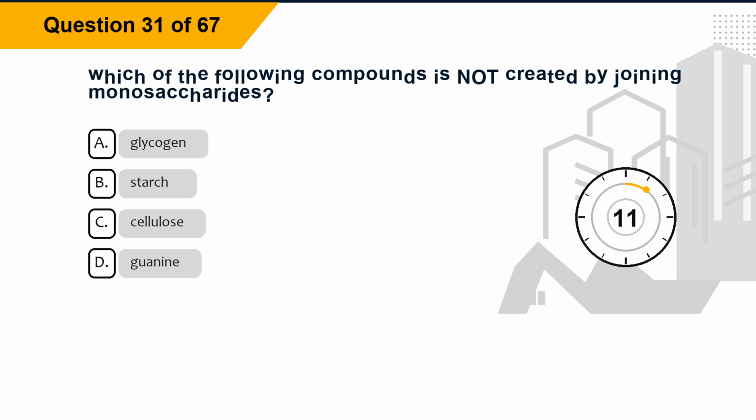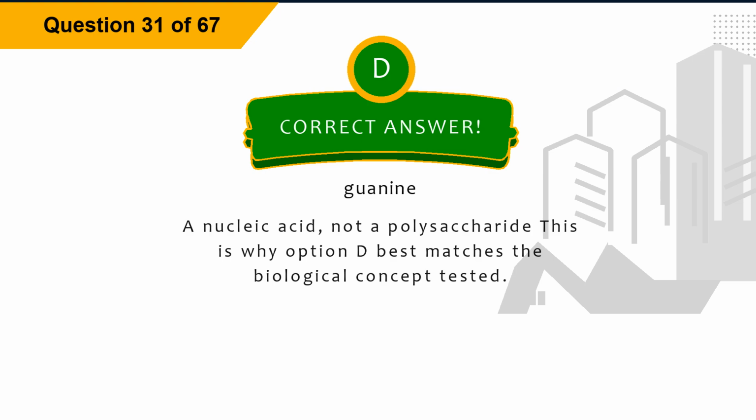Which of the following compounds is not created by joining monosaccharides? Option A. Glycogen. Option B. Starch. Option C. Cellulose. Option D. Guanine. The correct answer is option D. Guanine. Explanation. A nucleic acid, not a polysaccharide. This is why option D best matches the biological concept tested.